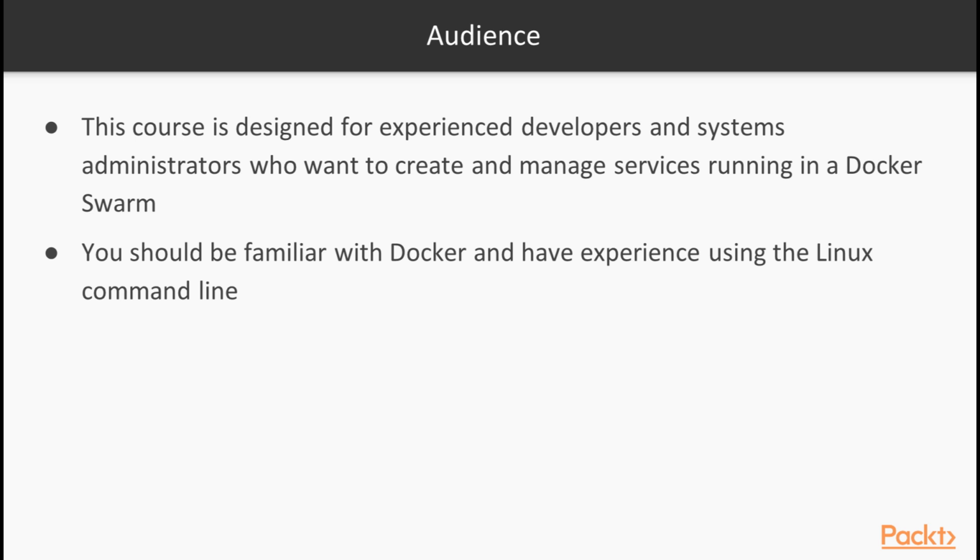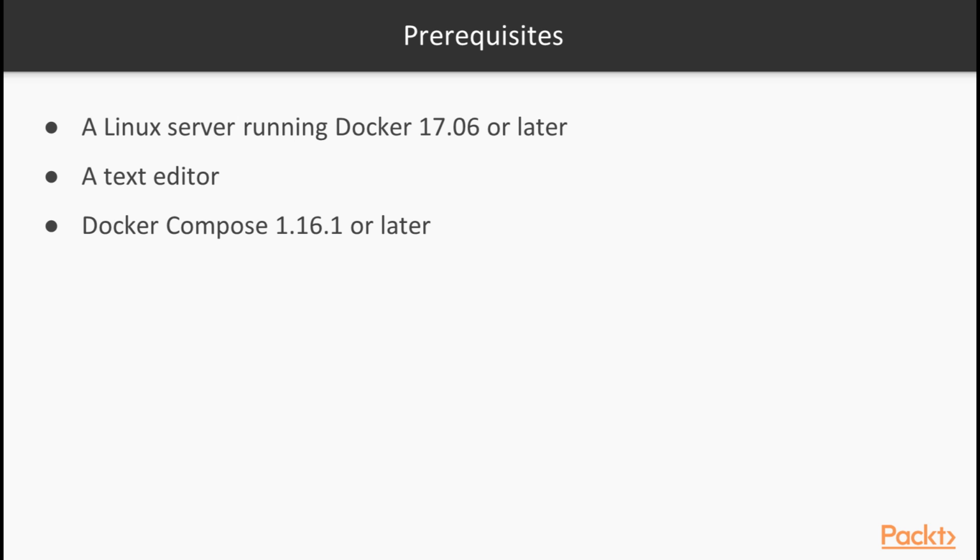This course is designed for experienced developers and systems administrators who want to create and manage services running in a Docker Swarm. You should be familiar with Docker and should have some experience using the Linux command line. To run the examples in this video series, you will need a Linux server or virtual machine running Docker 17.06 or later. Ubuntu, Debian, Fedora, CentOS, and Red Hat Enterprise Linux are officially supported by Docker. You will need a text editor such as Emacs or Vi. Finally, you will need Docker Compose 1.16.1 or later.